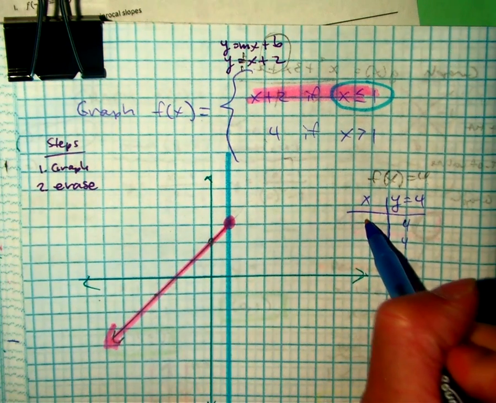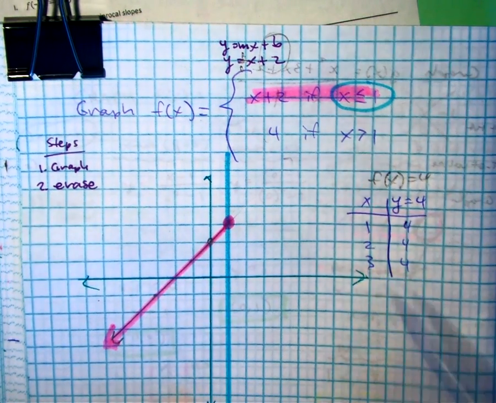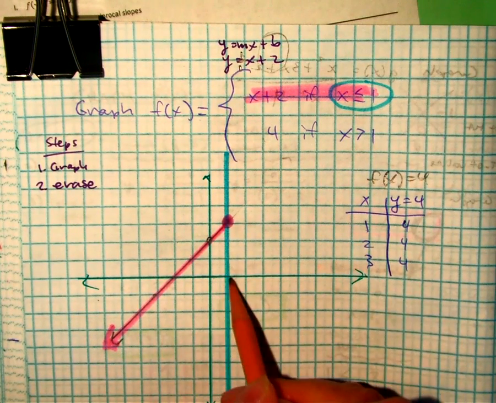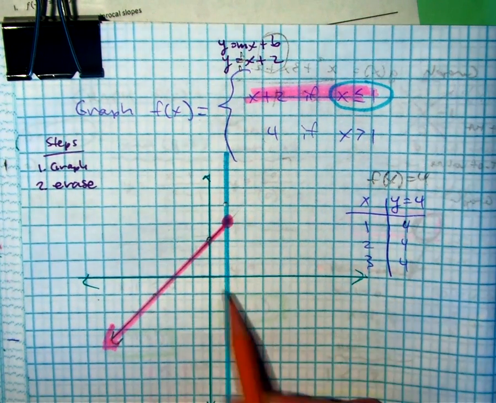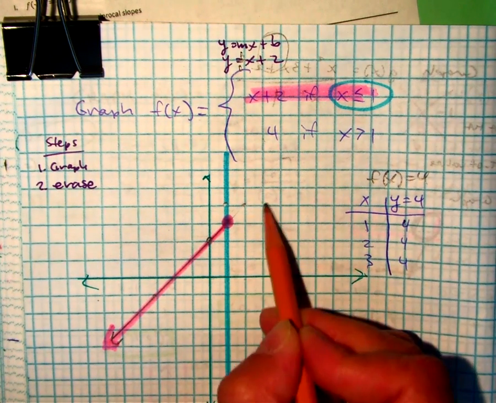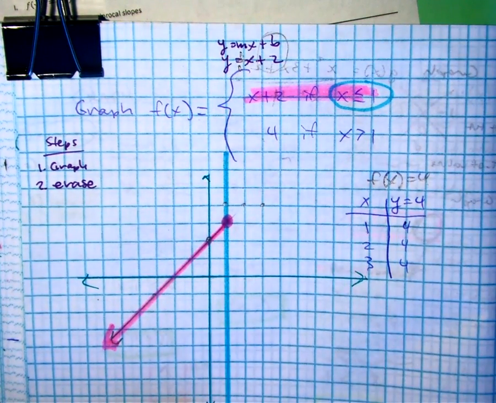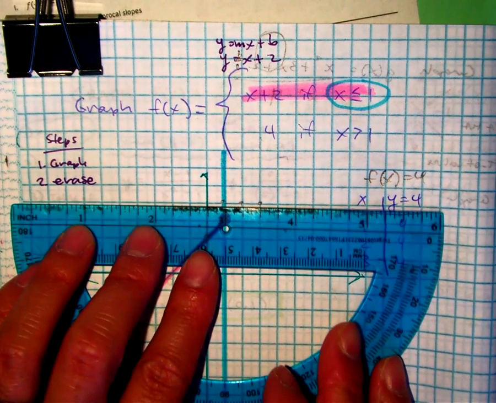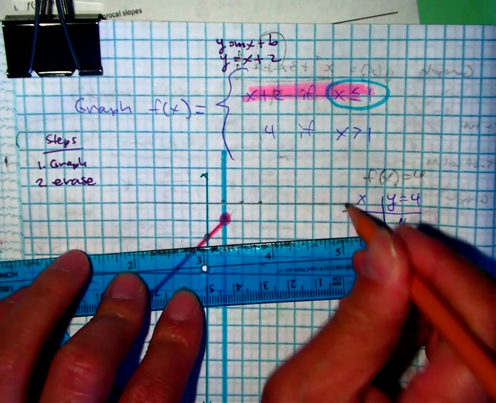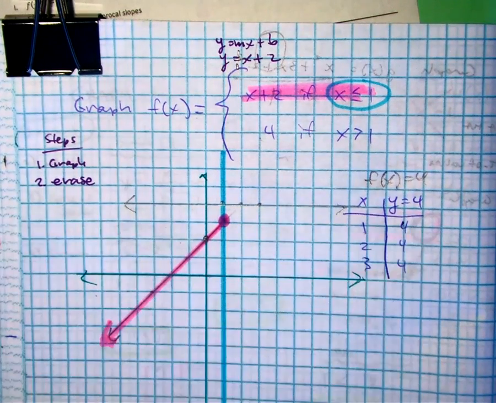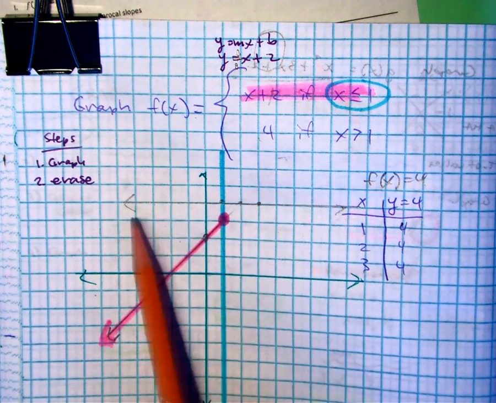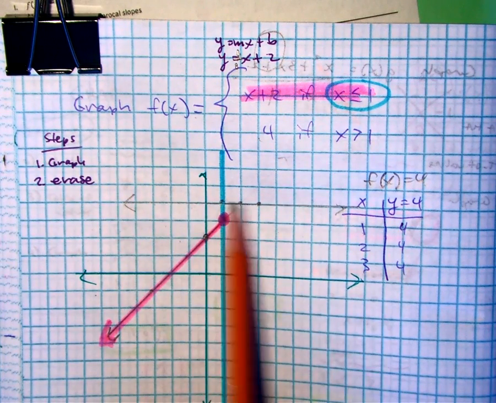1, 2, 3. Let's graph it with pencil. Right 1, up 4. Right 2, up 4. Right 3, up 4. So my graph is going to look like this. It is a horizontal line where all the y values are 4.